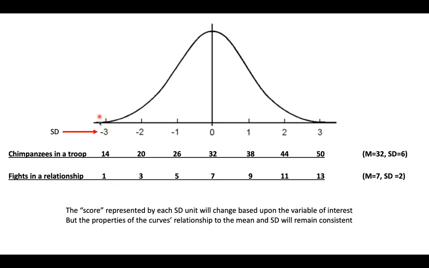This is uncommon. There are not many relationships that only have 1 fight per year. Just like having 13 fights per year is uncommon on the high end. This would be a lot of fights. You might want to consider breaking up. So the relationship of the curve is invariant to the variable. It doesn't matter if we're talking about male height or chimpanzee troop size or fights in a relationship. As long as we have the mean and the standard deviation for a variable, we can fit it to this curve, and this curve will help us determine extremity.